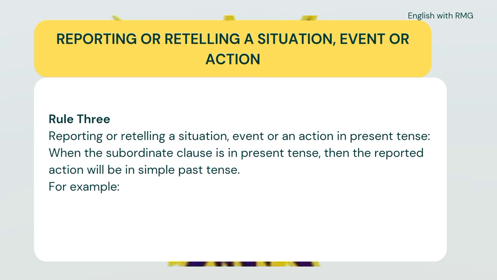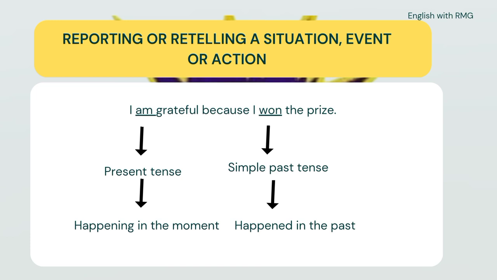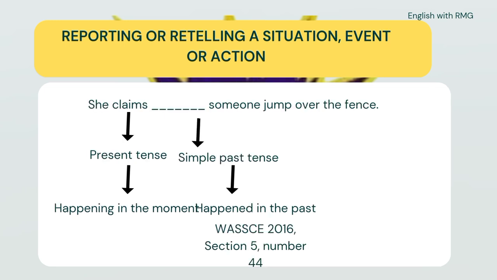Reporting or retelling a situation, event, or action in present tense. You know, the one that we said earlier, that one was both in the past. So now what if I am reporting it in the moment that I am just telling you about it? So here we have, I am grateful because I won the prize. I'm grateful in this moment because of what happened in the past. So when I have a present tense, the other one which happened earlier is going to be in the simple past tense. Do you understand? Happening in the moment plus happened in the simple past. I am grateful because I won the prize. This moment, am. The past moment, won.